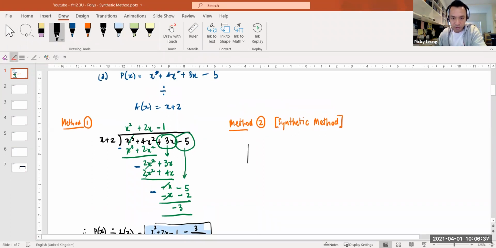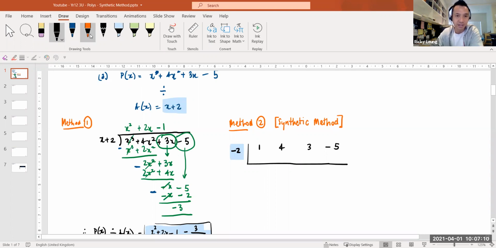We basically draw ourselves an angle as such. All the coefficients are on the polynomial, so 1, 4, 3, -5. I'll write those down. Now, this is the plan. If I'm dividing by x plus 2, I'm going to put in the opposite of plus 2, so -2 here. And that's going to form the basis of my synthetic.